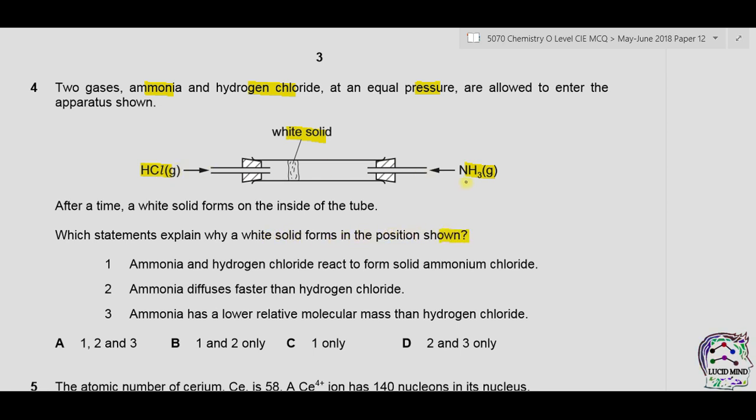Now in this experiment, diffusion is taking place. HCl is a gas. The molecular mass of HCl is 1 for hydrogen, 35.5 for chlorine. So it is 36.5.